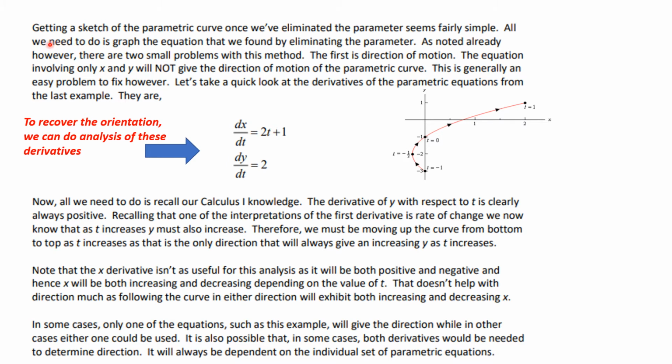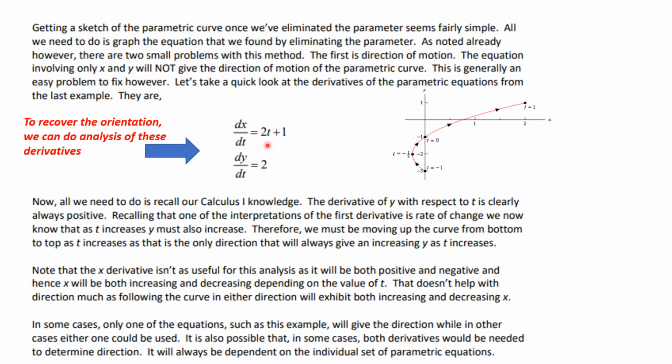Now, to recover the orientation, what you can do is take derivatives with respect to t from the original equations. So here we had t squared plus t, so dx/dt would be 2t plus 1, and dy/dt is this. Now this tells us how the x's and y's change with respect to time.